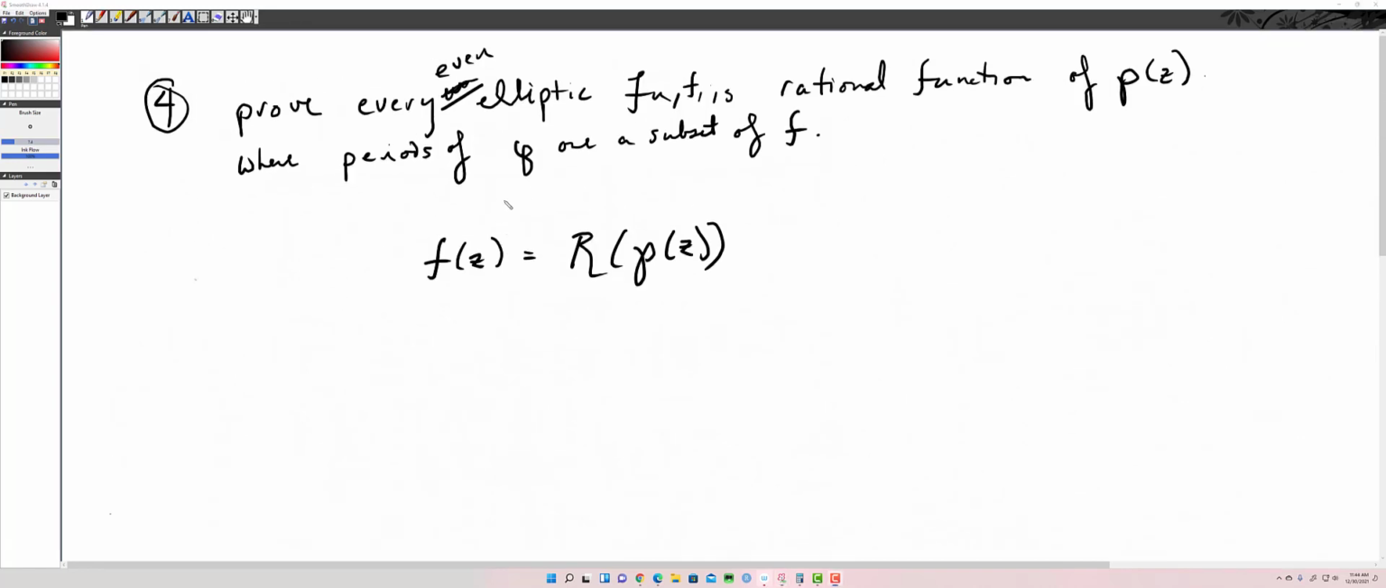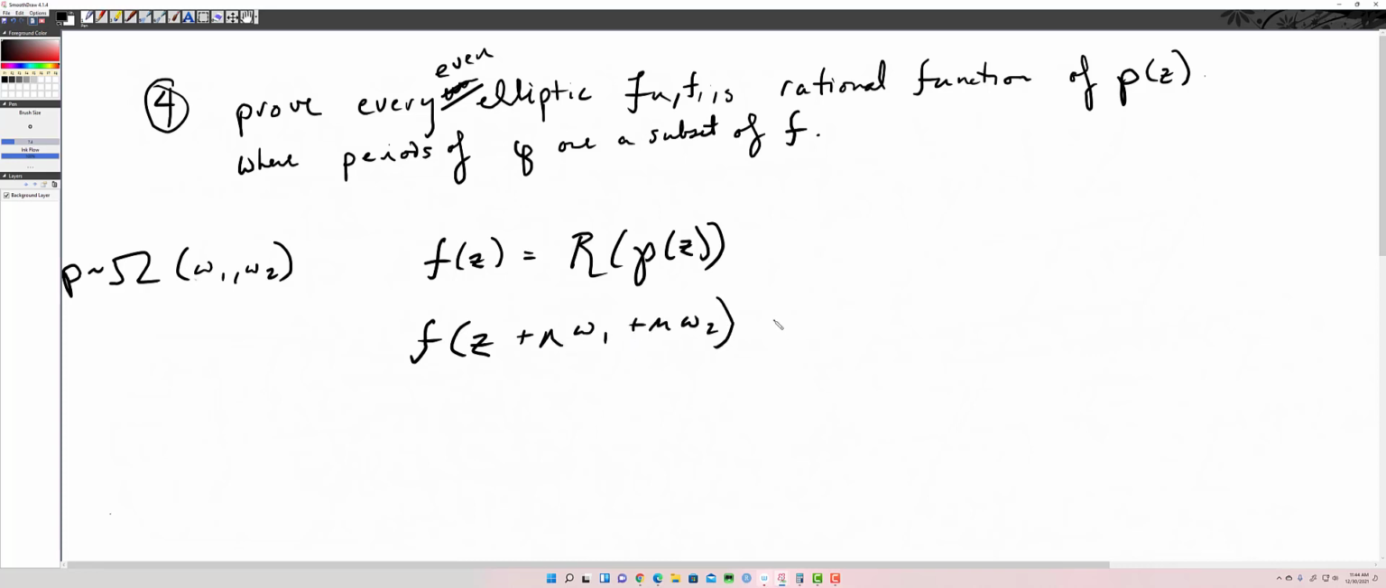The next thing I want to ask about is what are the periods of f? And I don't have really specific information about this, except to say that if I had that p was doubly periodic on this lattice, then I could do something like this. And I think I misspoke last time when I said they had the same periods. It's tempting to say that, but what you really find is that you don't know that.